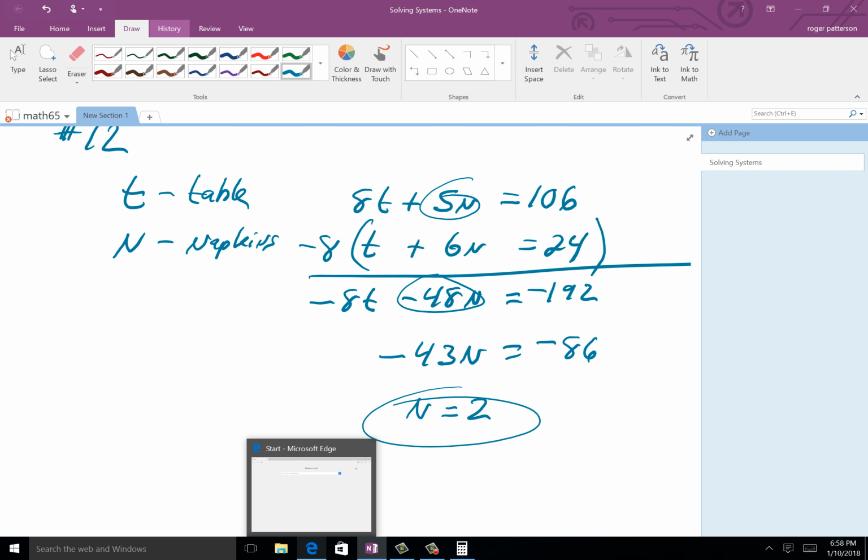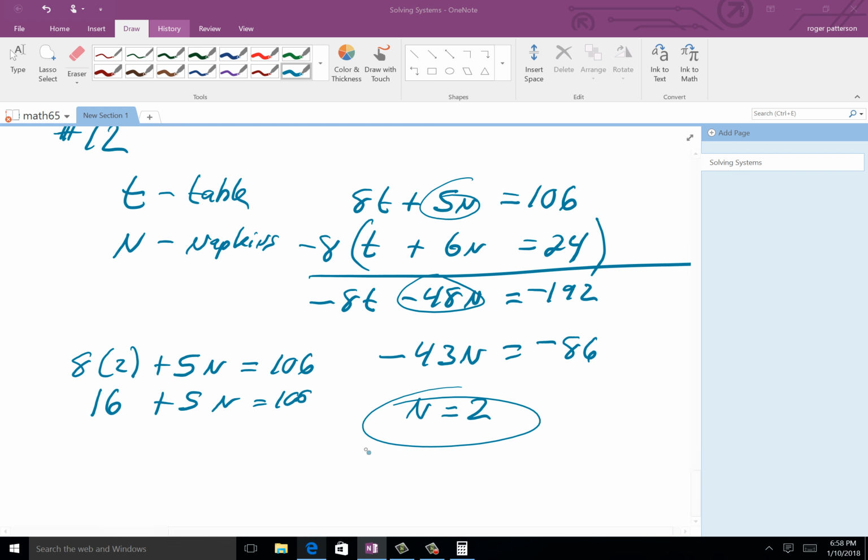So how are we going to find t now? Plug into the top one. Okay, plug into the top one. So we're going to go 8 times 2 plus 5n equals 106. So 16 plus 5n equals 106. It's opposite, isn't it? You did it wrong. Did I? It's 8t plus 5 times. You're right. Sorry. I was thinking of the very top one.